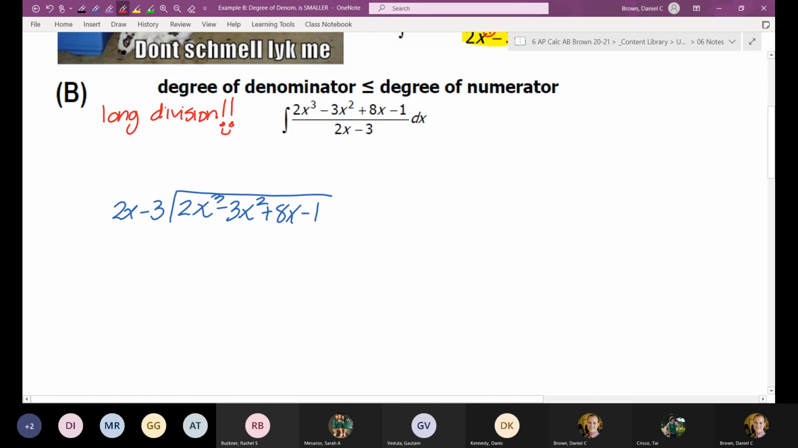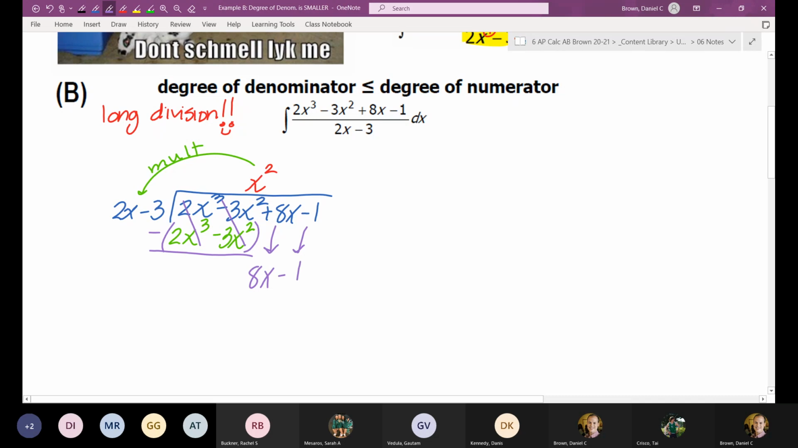2x times what is going to give you 2x cubed? x squared. So I'm going to line it up. And then remember, you're going to multiply going around. So I have x squared times 2x, which is 2x cubed, and x squared times -3 is -3x squared. Subtract. Hopefully some columns cancel out. In this one, we're kind of lucky how 2 of them cancel out after subtracting. And then bring down what you have remaining, so you're going to have an 8x and a -1.